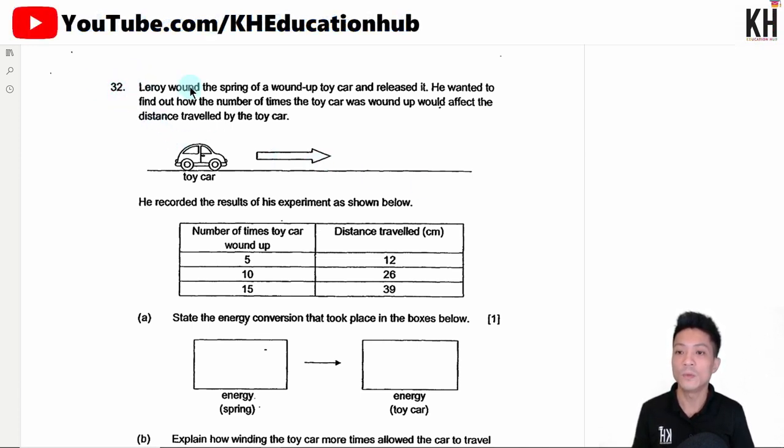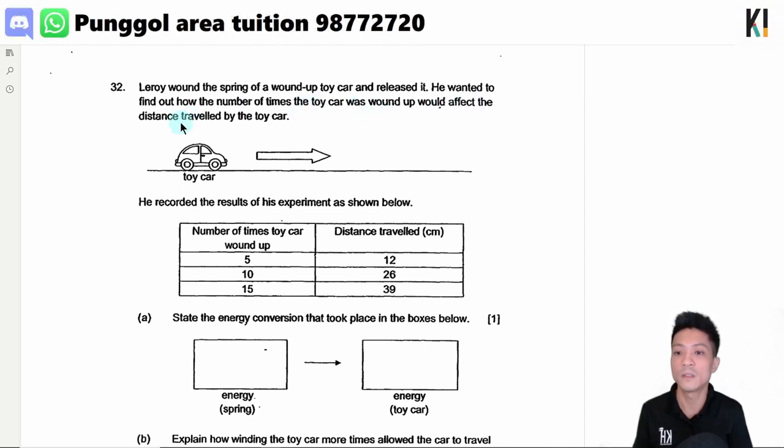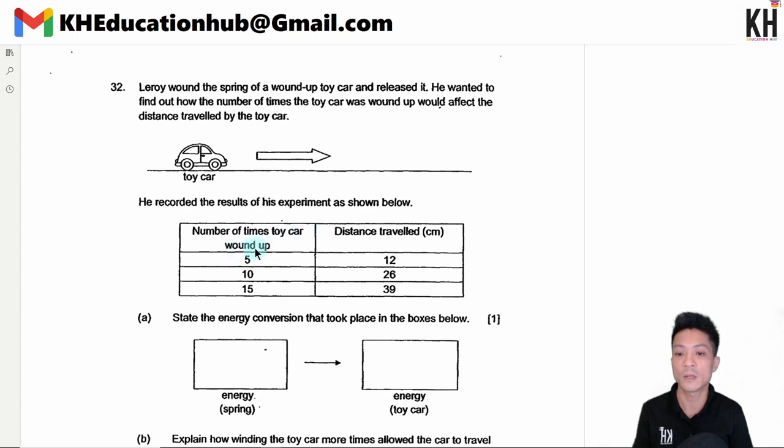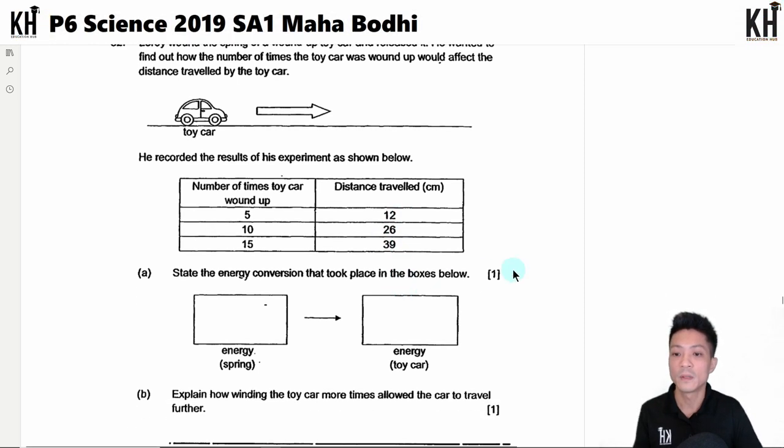Okay, question 32. Leroy wound the spring of a toy car and released it. He wanted to find out how the number of times the toy car was wound up would affect the distance traveled by the toy car. He recorded the results of his experiment as shown below. The number of times the toy car is wound up will be 5, 10, 15, and the distance traveled will be recorded as 12, 26, 39.